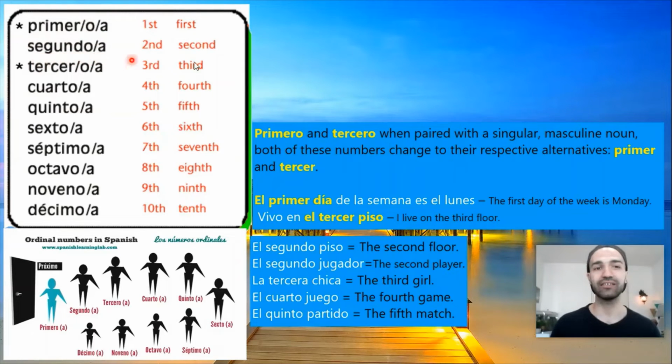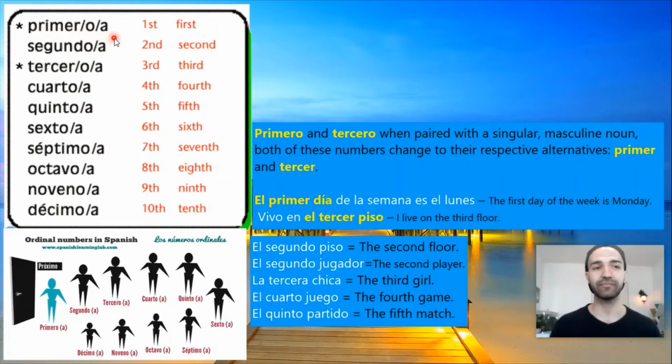Primero, primera, first. Segundo, segunda, second. Tercero, tercera, third. Cuarto, cuarta, fourth. Quinto, quinta, fifth. Sexto, sexta, sixth. Séptimo, séptima, seventh. Octavo, octava, eighth. Noveno, novena, ninth. Décimo, décima, tenth.